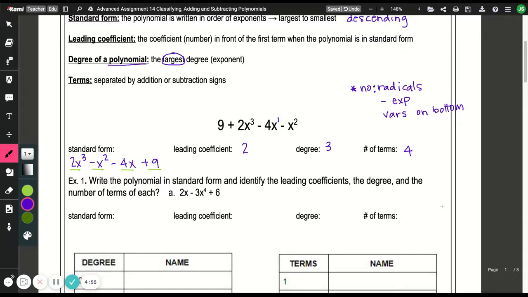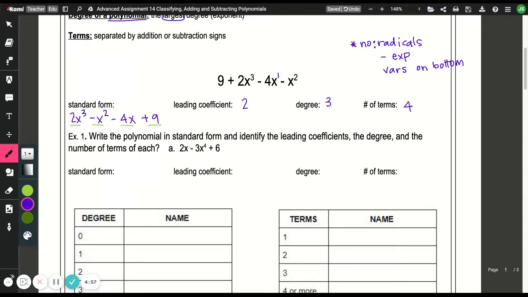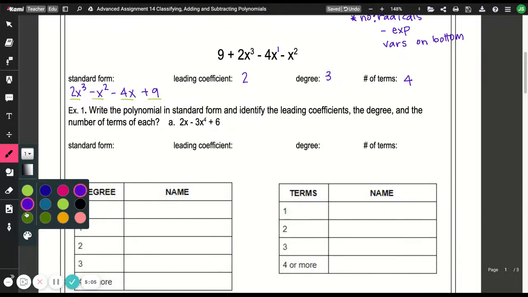So you should pause right here and see if you can do this next problem. Can you try it on your own? Can you get it into standard form? Can you identify those things? Okay, so hopefully you've tried it.